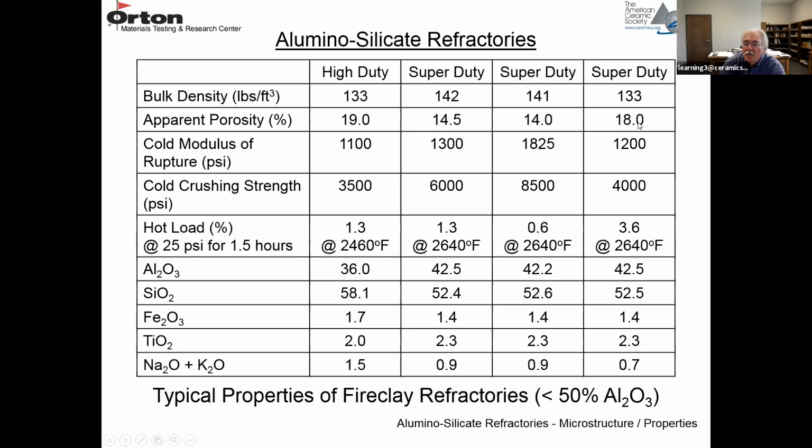And it may have been processed this way to make it weaker with more porosity to give it better performance in thermal shock. And hot load deformation here is probably a combination of sintering and deformation. It's probably densifying at this temperature. So you can play around with the densities and the porosities, and even with the same chemistries, control the strengths for different types of applications.